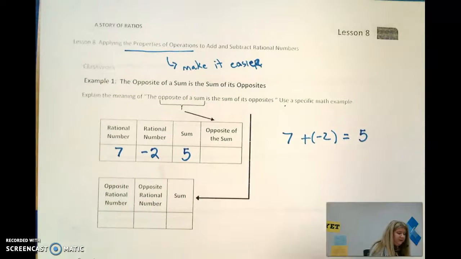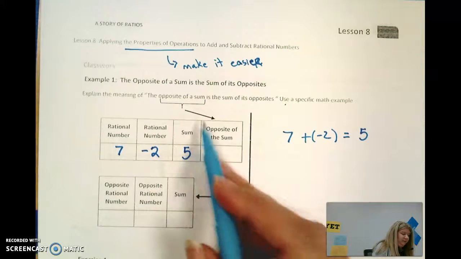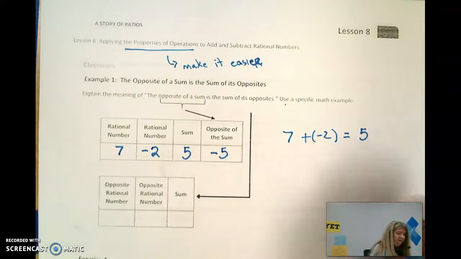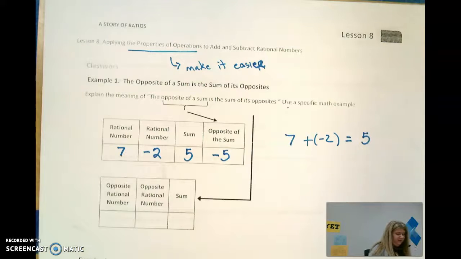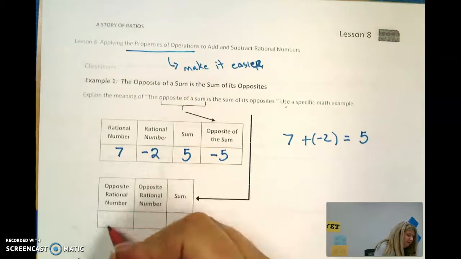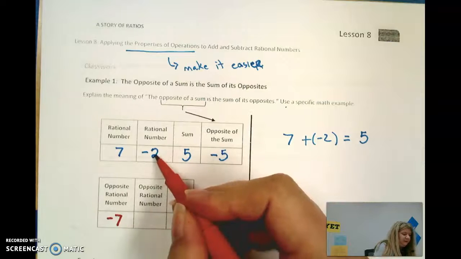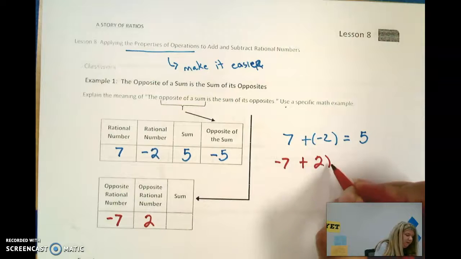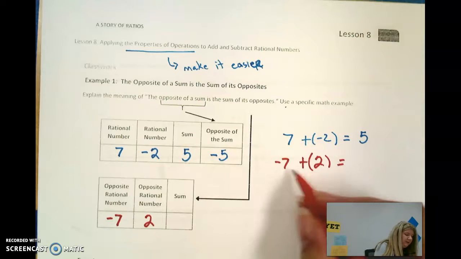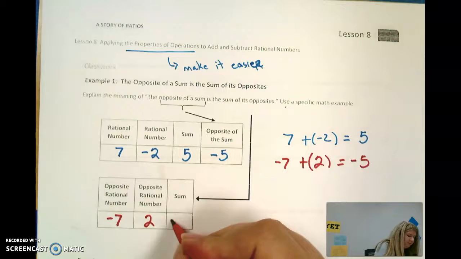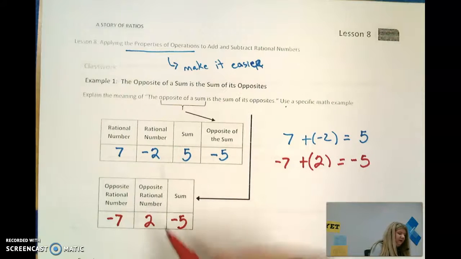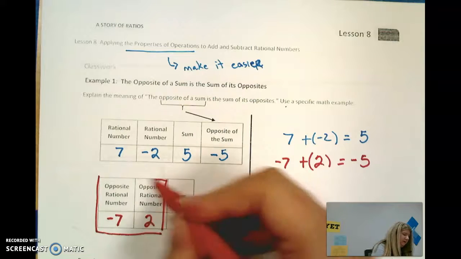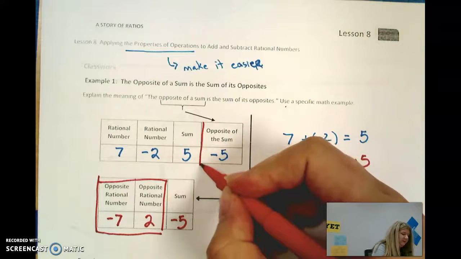Now, the opposite of the sum, the opposite of 5, is negative 5. Okay? And then I want you to do the opposite of this number, which would be negative 7. The opposite of this number is 2. And the sum of those numbers, negative 7 plus 2, is negative 5. So, the sum of the opposites is the opposite of the sum.